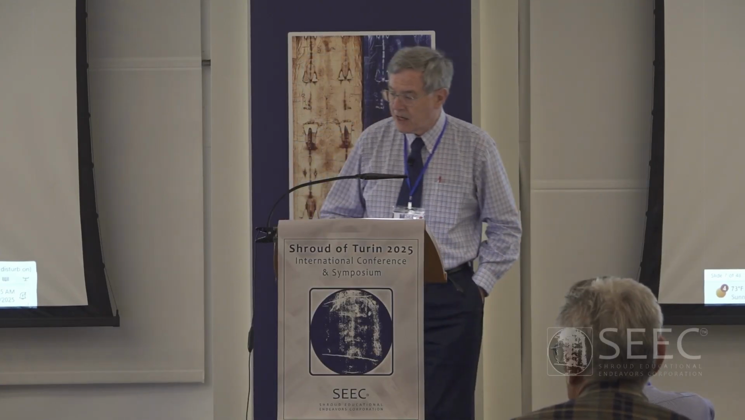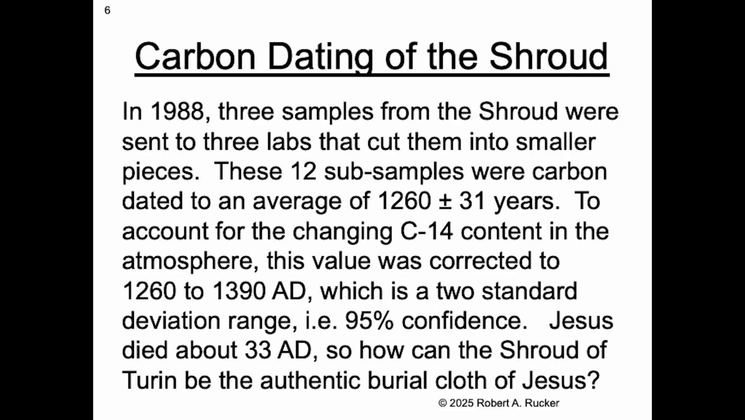So in 1988, they sent the samples to 3 different laboratories. They were cut into subsamples, so we ended up with 12 different subsamples being dated. They brought those 12 subsamples down to values for each laboratory, then averaged those results, and came down to 1260 plus or minus 31. Those are the uncorrected dates, 1260 plus or minus 31.